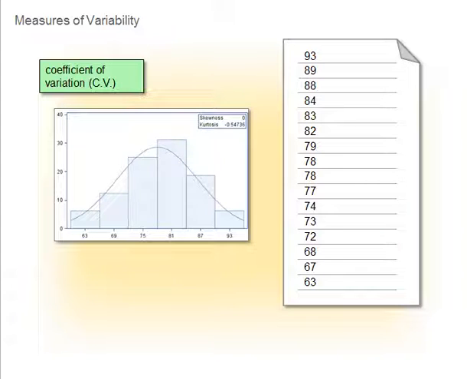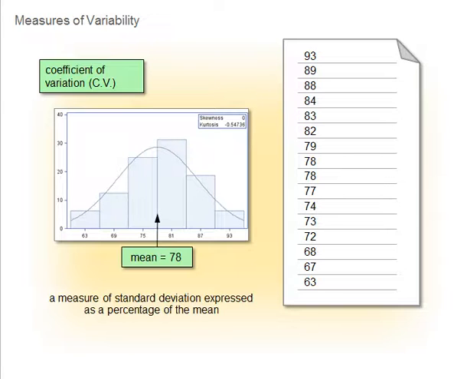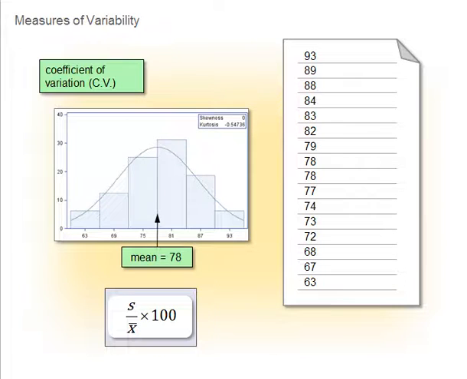Another measure of dispersion in your data is the coefficient of variation, also referred to by the abbreviation CV. The coefficient of variation is a measure of the standard deviation expressed as a percentage of the mean. It is useful when comparing data that has different units of measure, for example, pounds and height. It is a way of standardizing the units of measure for comparison. The formula is shown here.